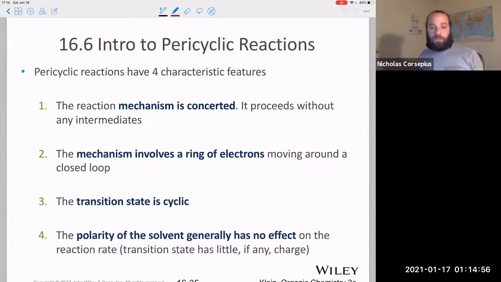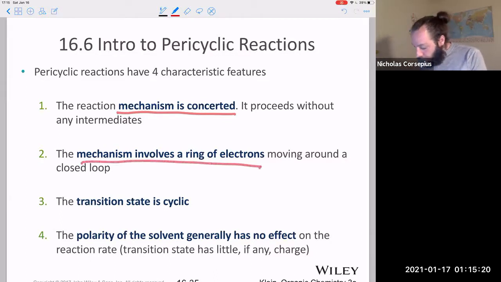The Diels Alder is the first. They always have the same four characteristic features. The first three are the most important, okay? The mechanism is concerted, right? So when we're going to be doing our curvy arrows and jumping electrons around, each jump is going to happen in a concerted fashion, meaning you're going to do all the jumps at the same time. Okay. The mechanism is going to involve a ring of electrons. So what we're going to see is the electrons are going to be kind of jumping around within this ring. And the transition state is cyclic.